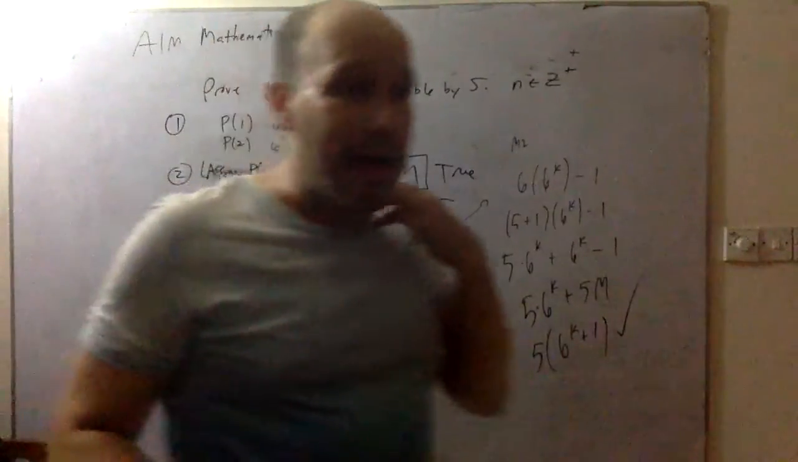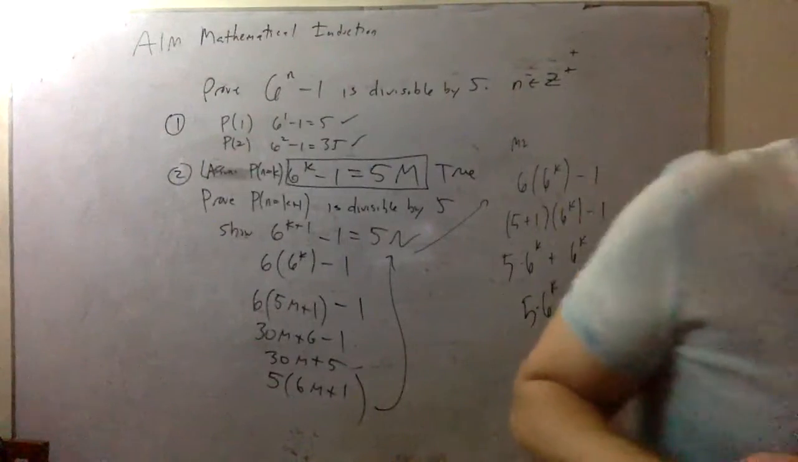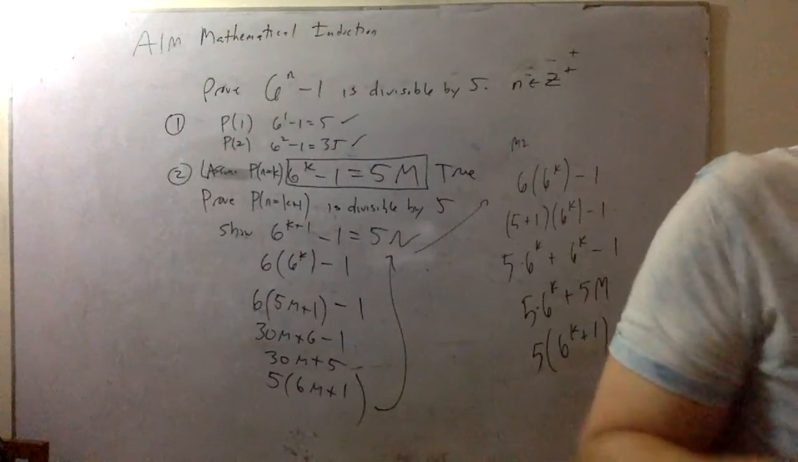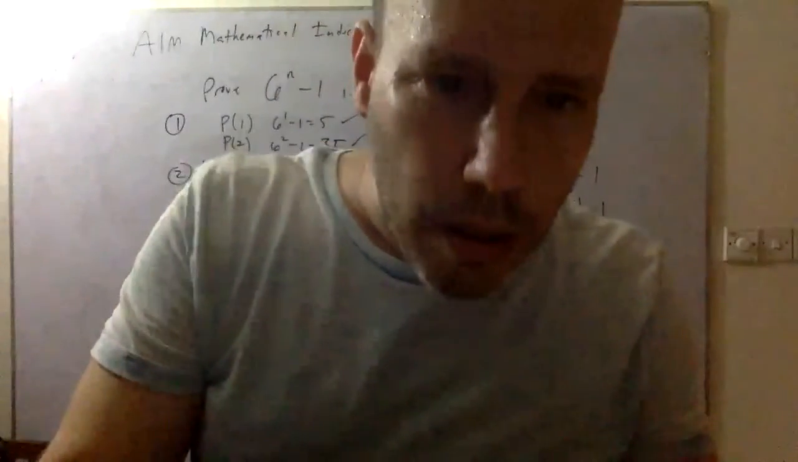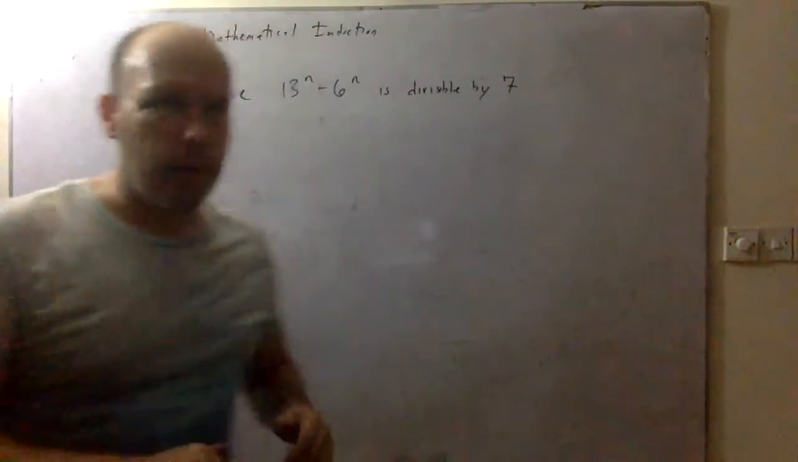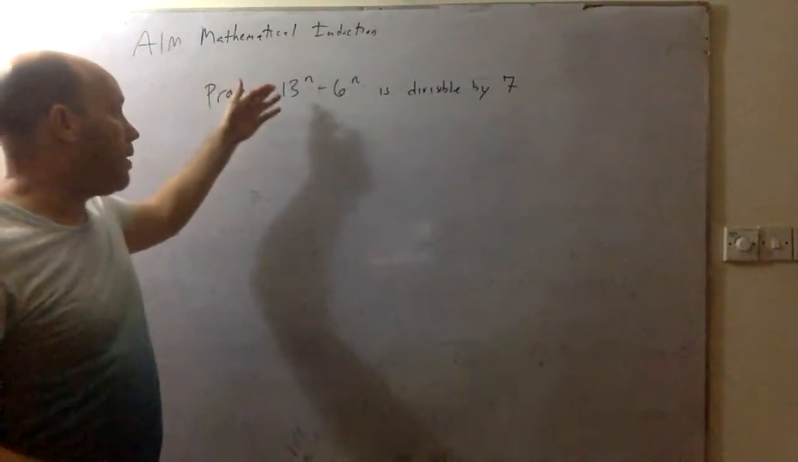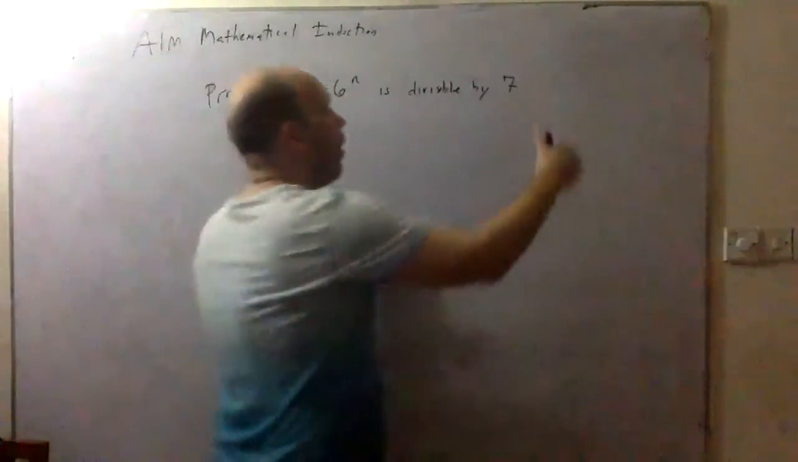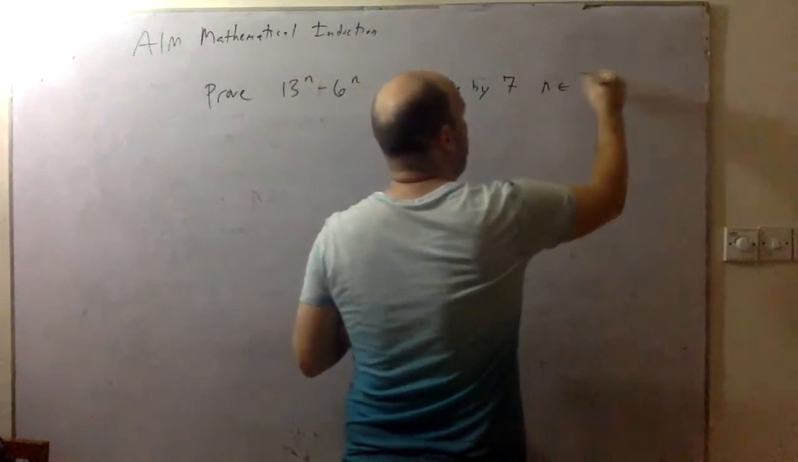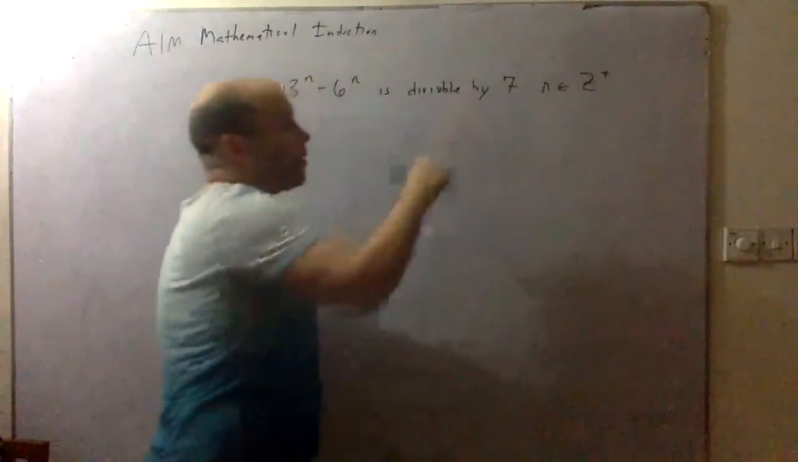Shall we try another one? Another divisibility one? This one's a little trickier. Okay, let's take a look at this problem. Prove that 13^n minus 6^n is divisible by 7 for all n greater than or equal to 1, or a positive integer.